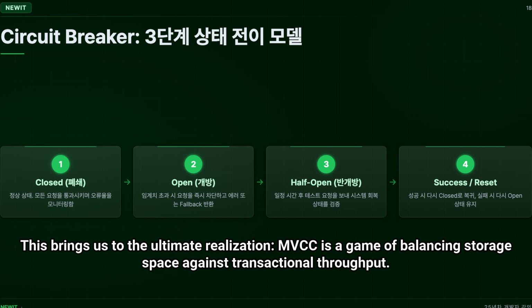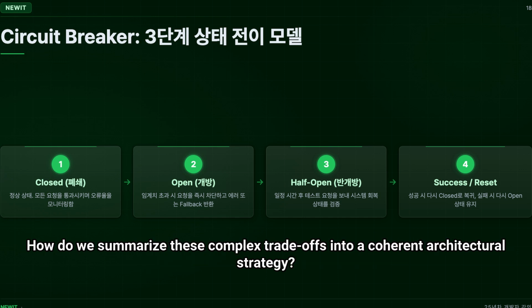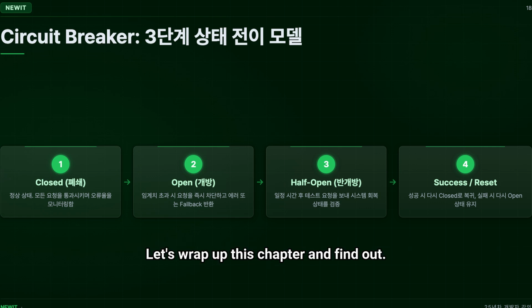This brings us to the ultimate realization. MVCC is a game of balancing storage space against transactional throughput. How do we summarize these complex trade-offs into a coherent architectural strategy? Let's wrap up this chapter and find out.